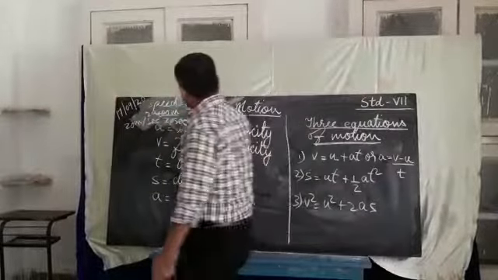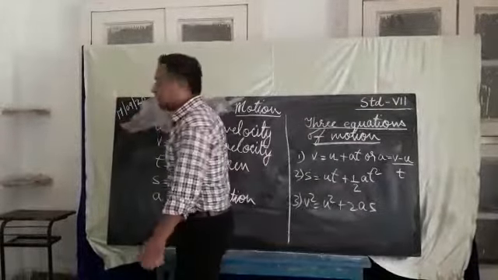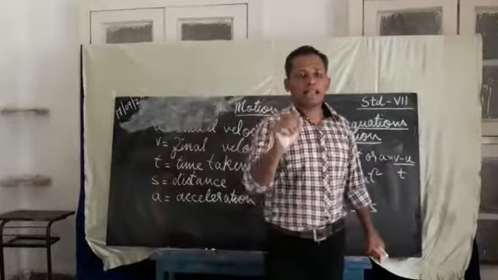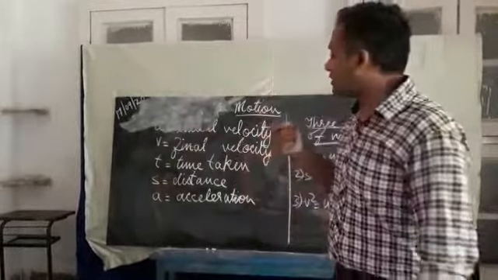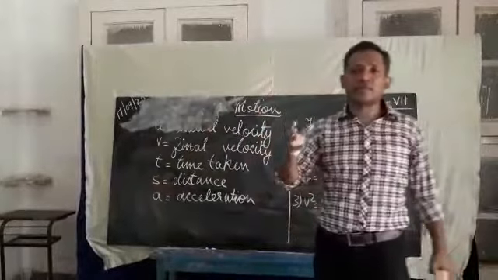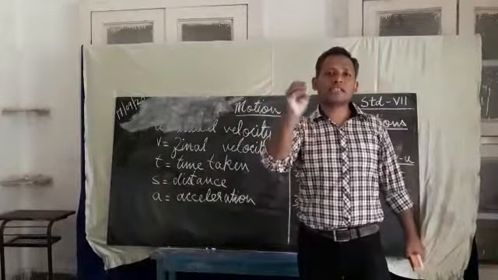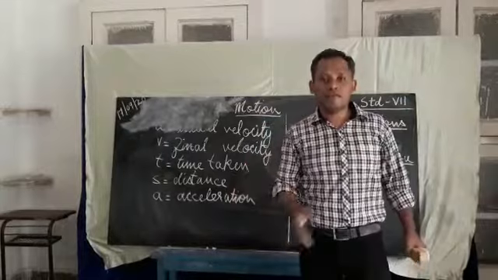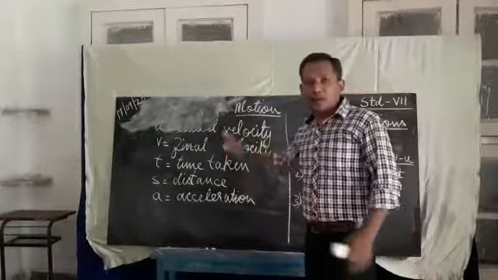Now then, we have studied the difference between speed and velocity, the definitions, and then we have speed is a scalar quantity and velocity is a vector quantity. Distance and displacement, you have the definition, and then you have distance is a scalar quantity and displacement is a vector quantity. Now we come to the last part.